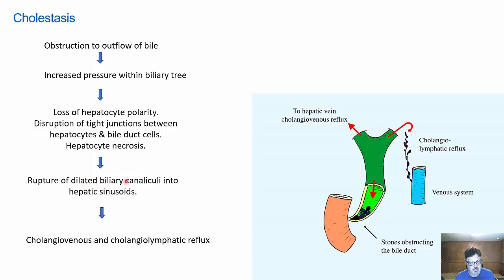So as this canal starts to rupture, that's then going to cause this reflux back into those sinusoids and ultimately either back into the venous system, which will result in cholangiovenous reflux, or it could go back into the lymphatic system, which would be cholangiolymphatic reflux. So showing us a couple of those areas where we can have reflux of the bile if it's obstructed.